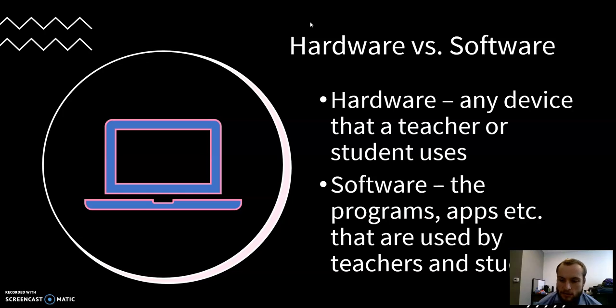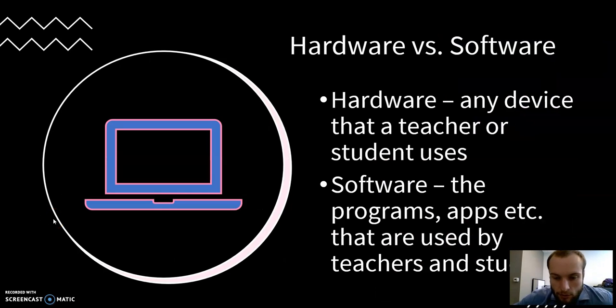So we're going to get into this little section on hardware. Hardware is basically the device that students or teachers are using. So that could be a computer, iPad, etc. And then software is like the programs and applications on the device that is used by students. So this could be Google Chrome, this could be PowerSchool, anything like that. Just the systems or the programs that are used by teachers and students.